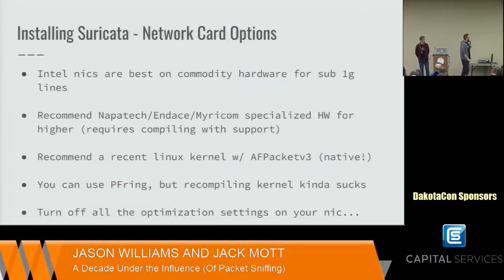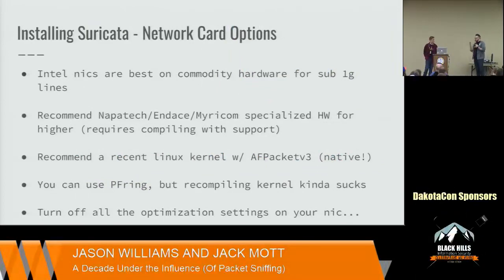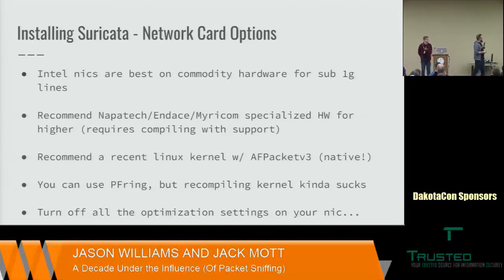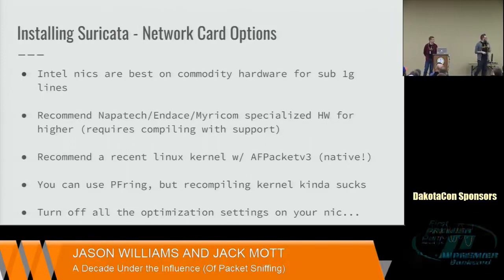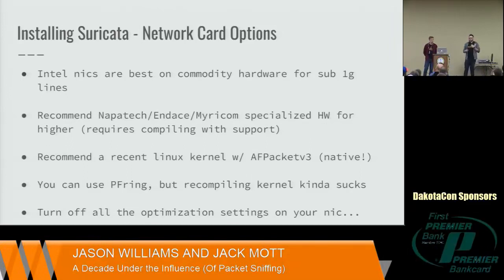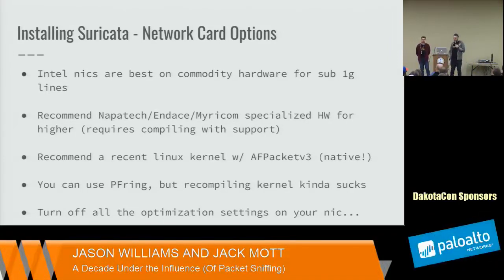So we have a lot of options when it comes to network cards. We generally recommend the Intel NICs because you just have a bit more support for those. If you're using something like PF_RING, the kernels are natively developed for Intel, so with Broadcom you're going to have a bad time. If you're doing over a gig per second, you're probably going to need a 10 gig Intel card, or you can go to specialized hardware. We recommend Napatech, Endace, and Myricom. These guys all have good support for using Suricata. You have to compile support for that card in when you build Suricata.